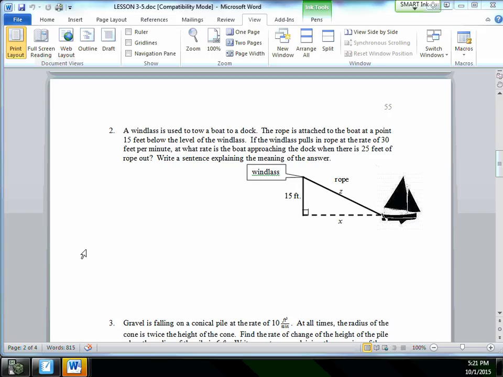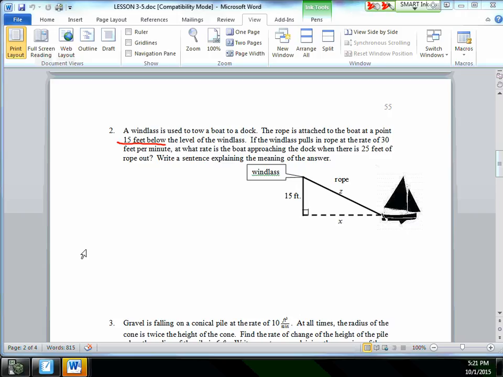Okay, a windlass is used to tow a boat to a dock. The rope is attached to the boat at a point 15 below the level of the windlass. So I'm like, okay, numbers. Those numbers are normally important. I want to highlight in a different color though. So I always go through and start highlighting stuff.